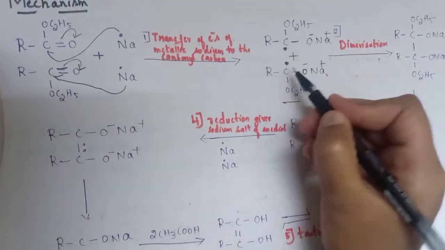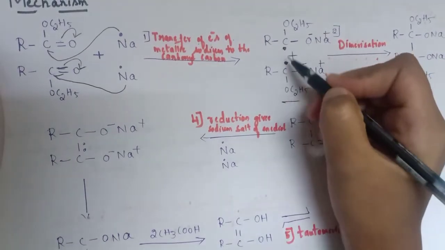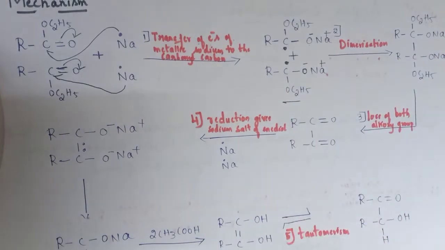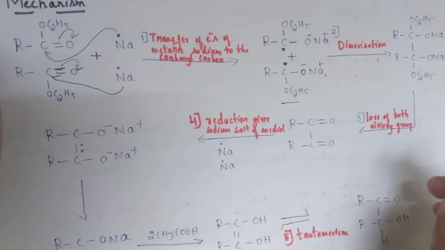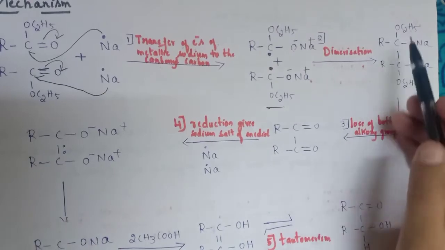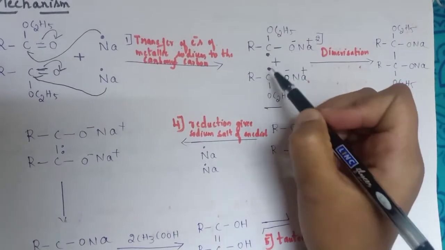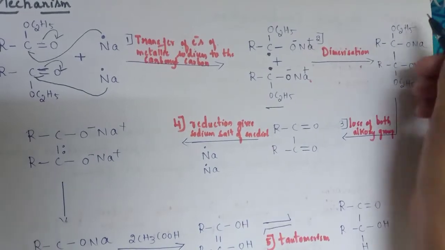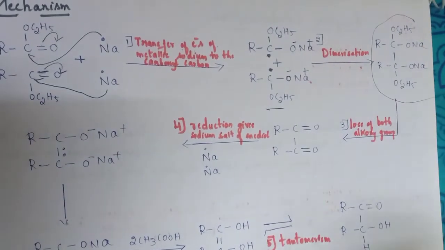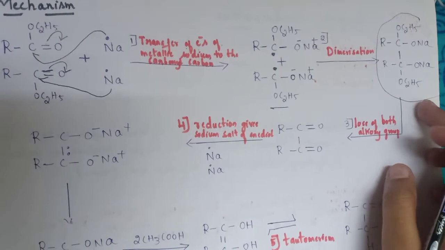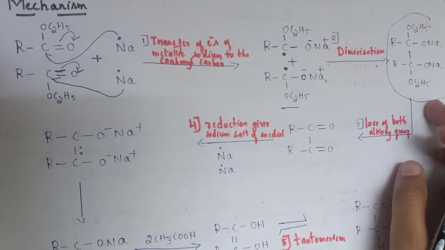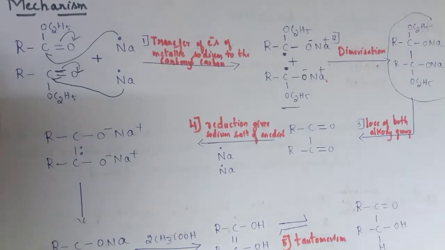So here is an electron and here is an electron. If these two electrons combine, it will form a bond. Exactly the same thing happens in this dimerization. As you can see, I have written the bond in the place of electrons. I have combined these two electrons and written a bond. So here is our product in the second step.